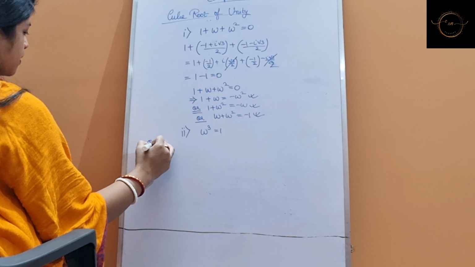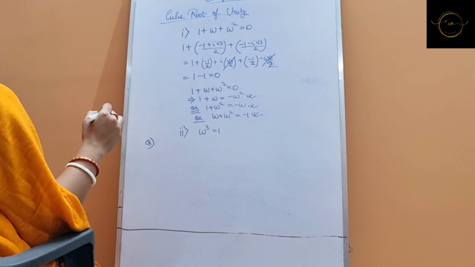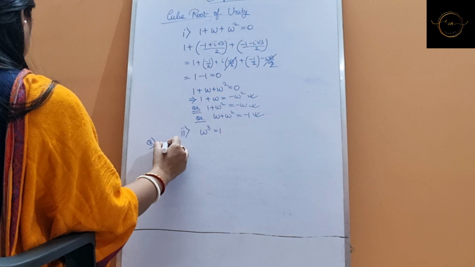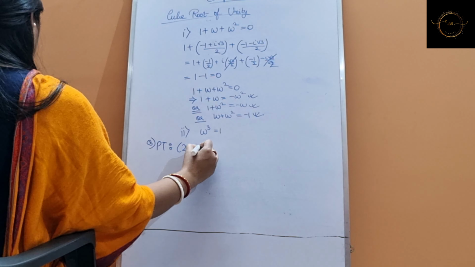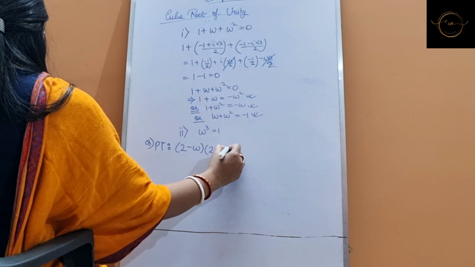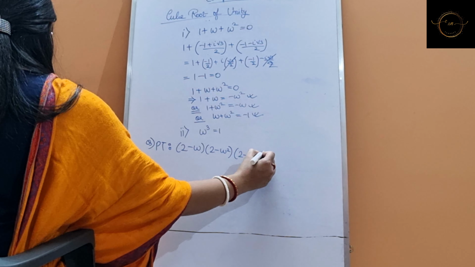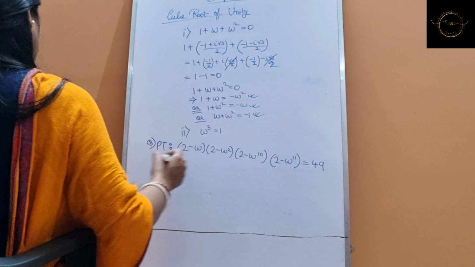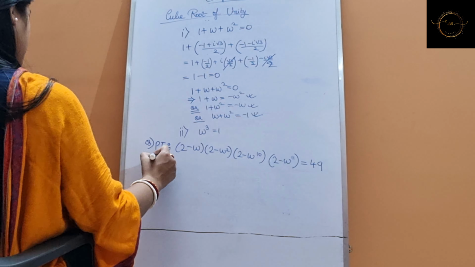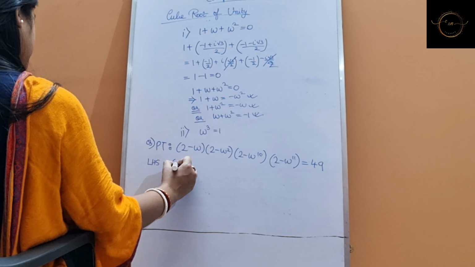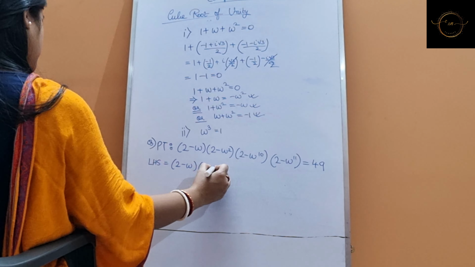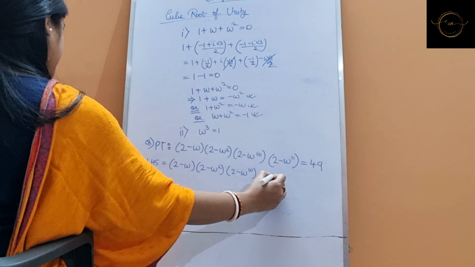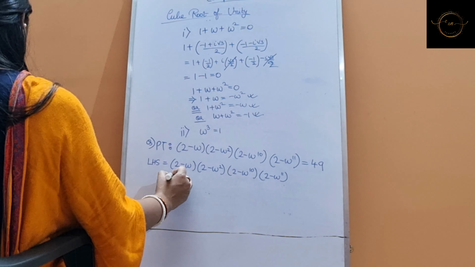Now coming to a few sums on cube root of unity. Write down the sum in your copies. The first sum is: prove that 2 minus w, 2 minus w square, 2 minus w to the power 10, 2 minus w to the power 11 is equal to 49. So look over here, LHS is equal to 2 minus w, 2 minus w square, 2 minus w to the power 10, 2 minus w to the power 11.